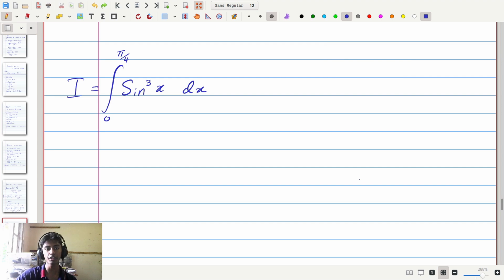What I'm going to do first is to take this sine cubed of x and write it as sine squared of x times sine of x. Doing so, we get the integral from 0 to pi by 4 of the sine squared of x times the sine of x with respect to x.